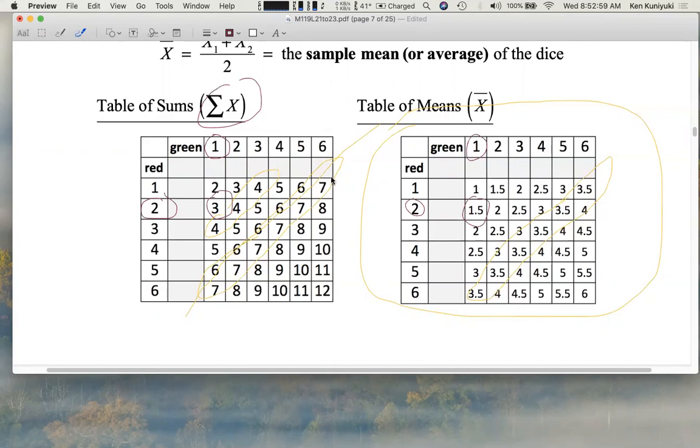P of 7 was 6 over 36, or 1/6. This is the most likely probability. 7 is most likely as a sum. But then the probabilities go down symmetrically. P of 8, we're back to 5 over 36. P of 9 was 4 over 36. P of 10 was 3 over 36. P of 11 was 2 over 36. P of 12 was 1 over 36.